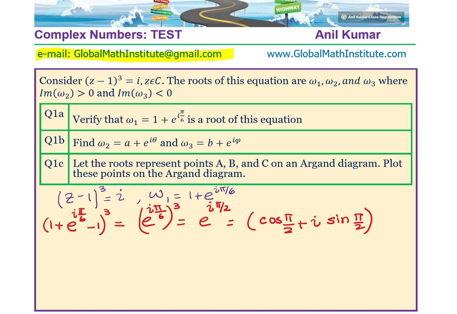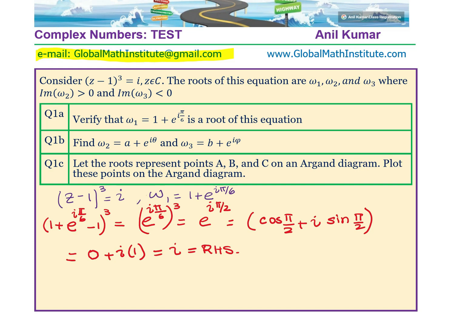Now you know what is cos(π/2), right? cos(π/2) is 0 and sin(π/2) is 1, right? So we get 1 plus i times 1, and this is equal to i, which is the right hand side. Simple as that. So that is how we can show that 1 + e^(iπ/6) is indeed the root of this equation. Correct? So I think this part is absolutely clear to you.